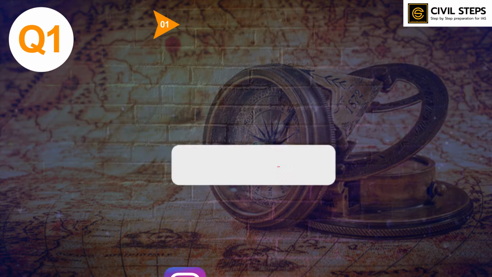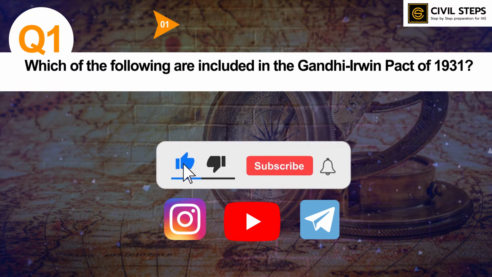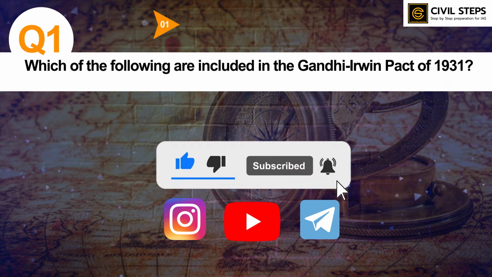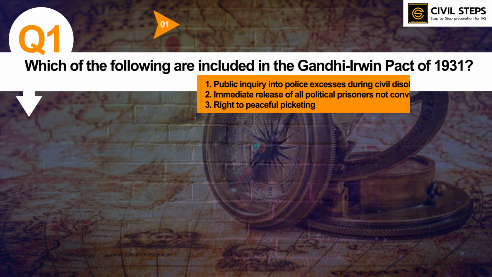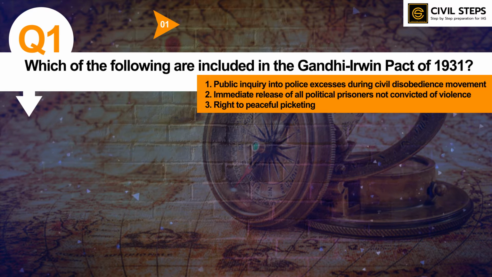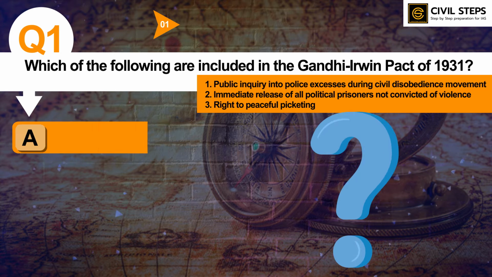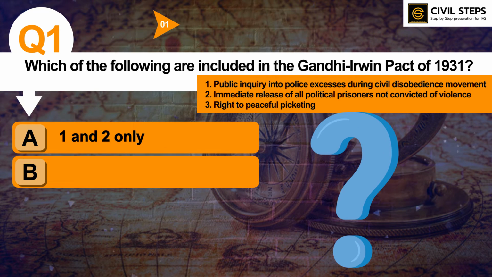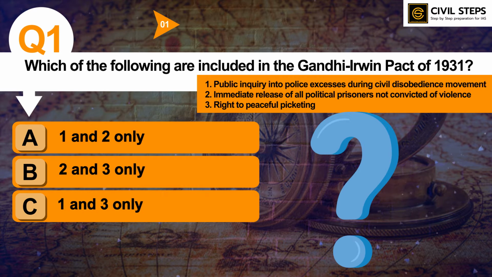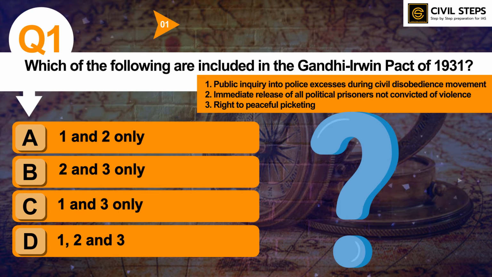So the first question is, which of the following are included in the Gandhi-Irwin Pact of 1931? First, public inquiry into police excesses during the civil disobedience movement. Second, immediate release of all political prisoners not convicted of violence. Third, right to peaceful picketing. So select the correct answer using the codes given below. Option A 1 and 2 only, B 2 and 3 only, C 1 and 3 only, option D 1, 2 and 3. So you can write down your answer in the comment section below.